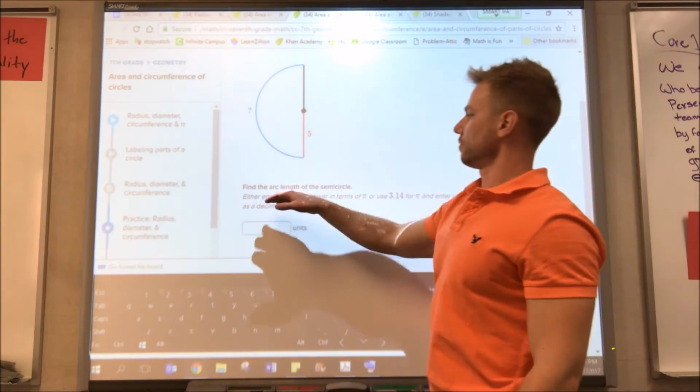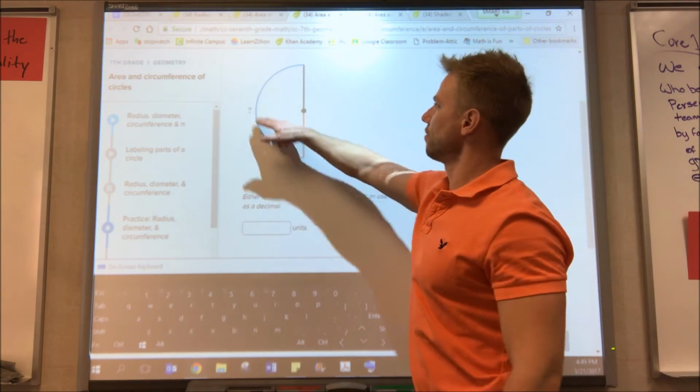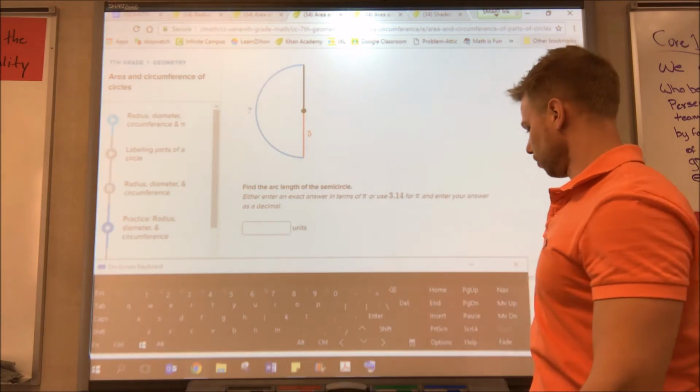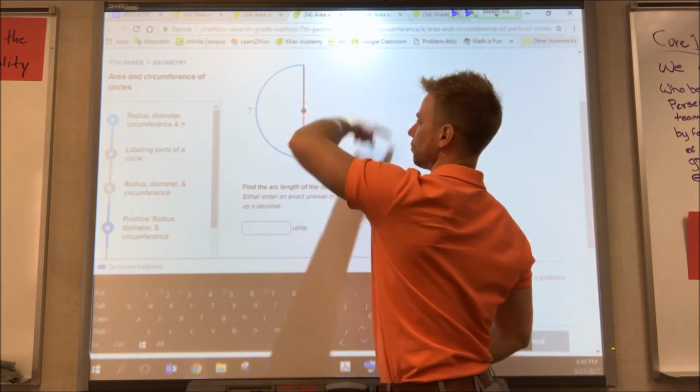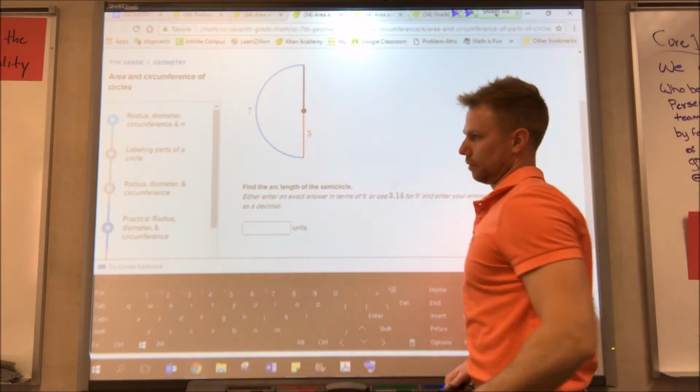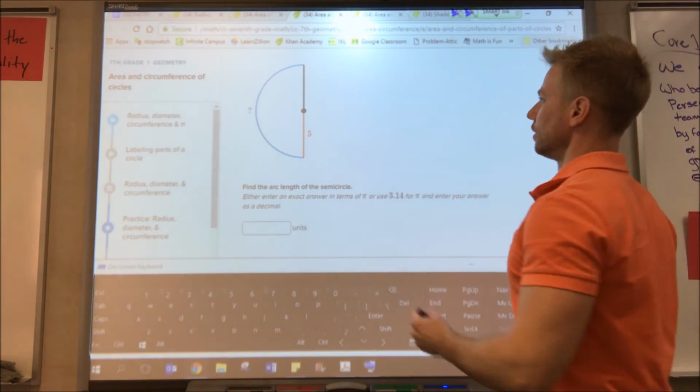All right, on this one it says find the arc length of a semicircle. So we have half of the circle. So again, we're going to find the entire circumference, and then this time we're going to divide it by 2 because we only want half of it.